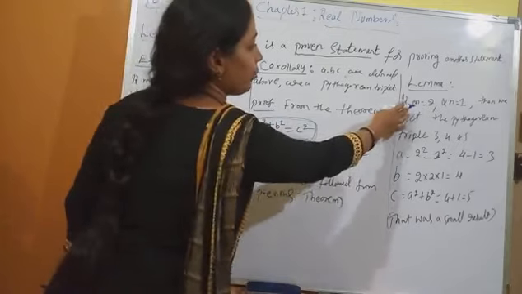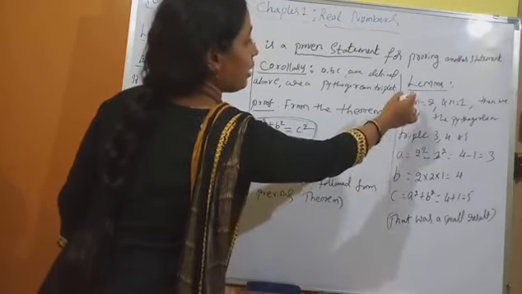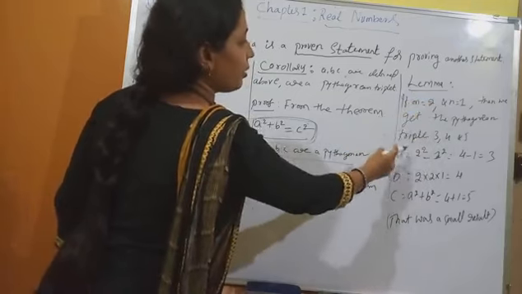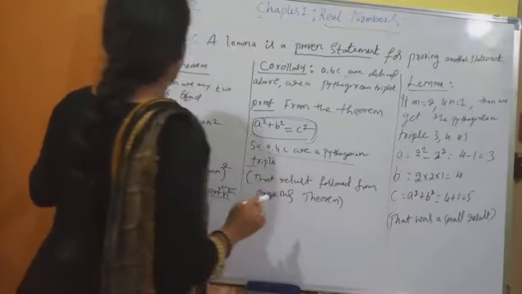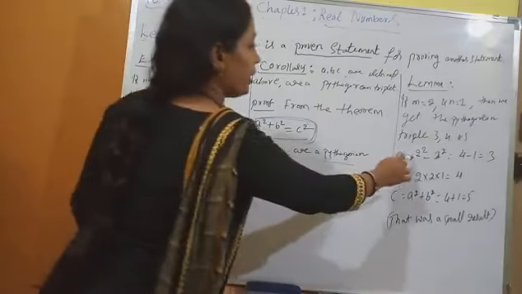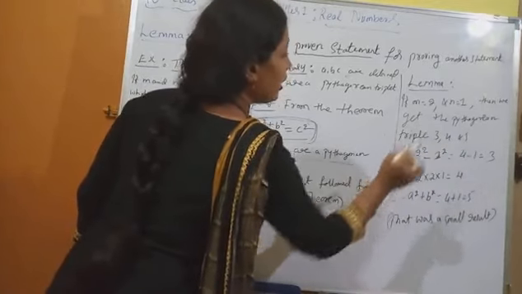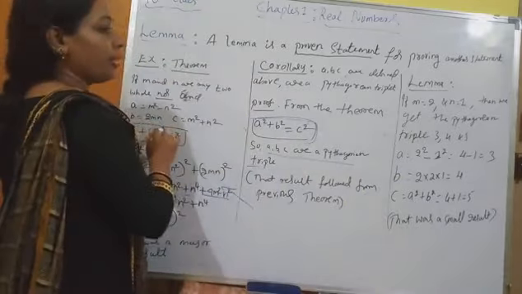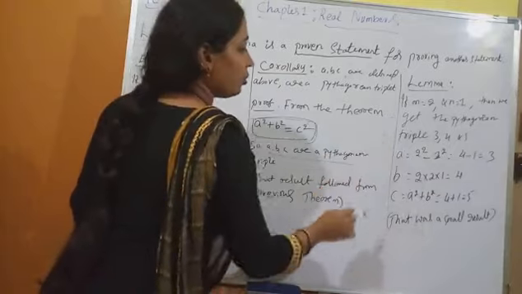That means we are giving some values for m and n. If m is equal to 2 and n is equal to 1, then we get the Pythagorean triplet. What's the value of a? Here a is m square minus n square. So it takes the value 2 square minus 1 square is equal to 4 minus 1 is equal to 3. Value of b is equal to 2 into m into n. So 2 into 2 into 1 is equal to 4.